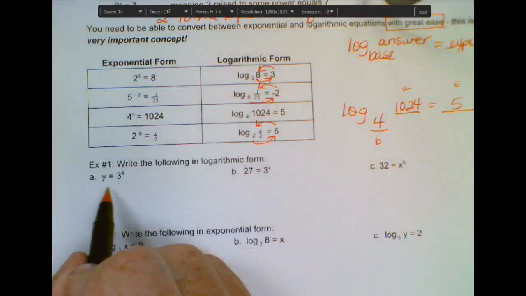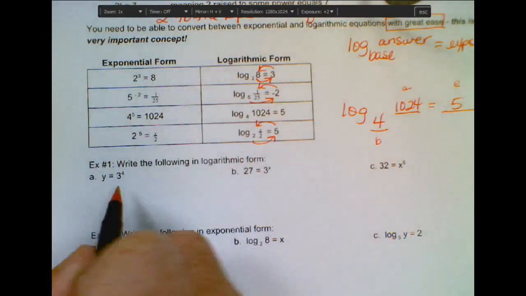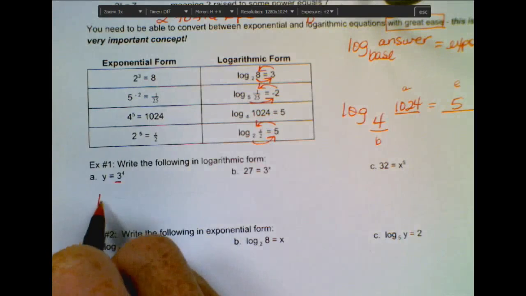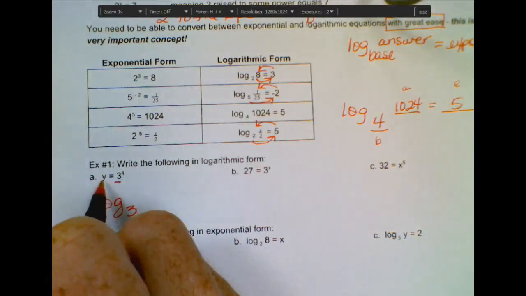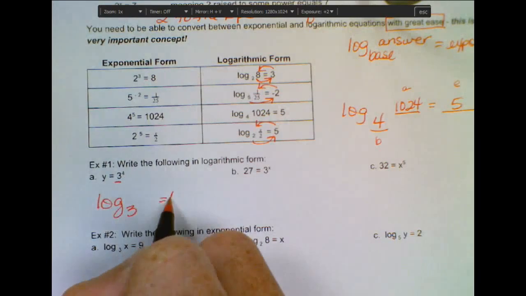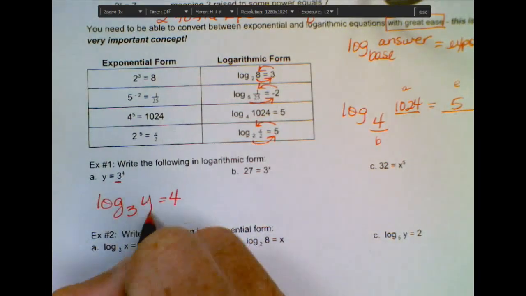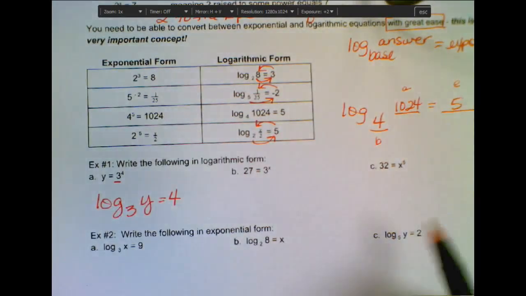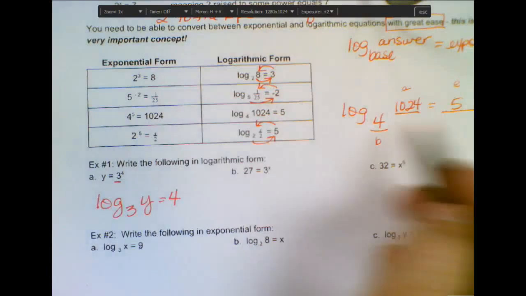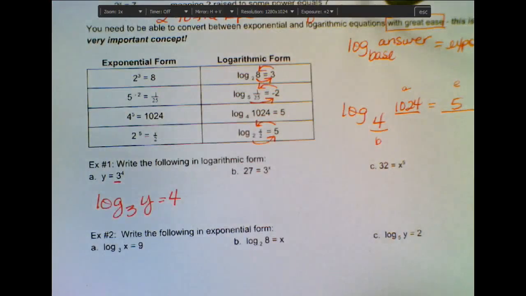So, for example 1a, I know my base is 3. So to convert that to log form, I'm going to write log base 3. My exponent is going to be out here by itself, and my answer is y. Okay? I'm going to have you go ahead and do B and C on your own. I think you have enough examples to look at, so hit pause on your video, and then come back and check your answers.